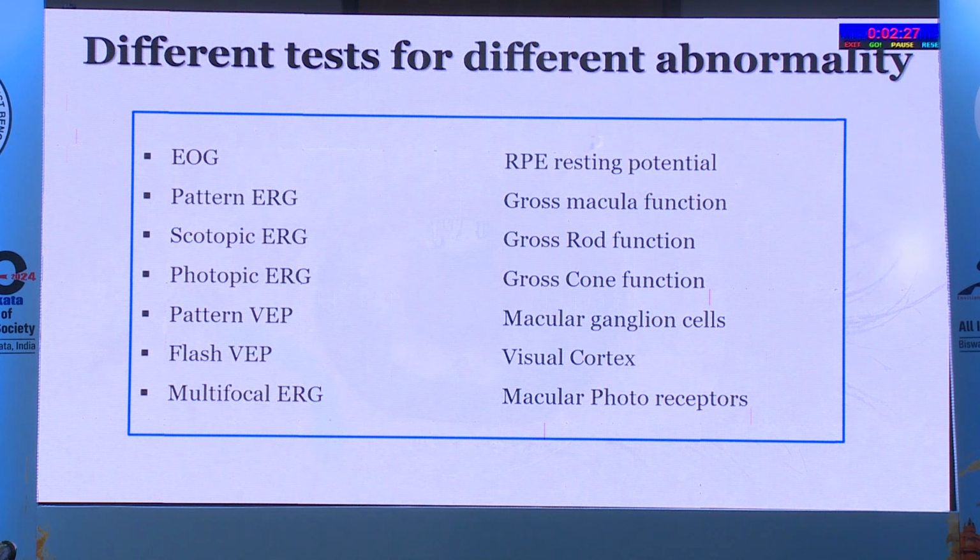In electrooculogram, we get to know about the RPE resting potential. In pattern ERG, it gives us the idea of gross macular function. In scotopic ERG, that is a dark adapted condition, it gives us the information of gross rod function. In photopic ERG, it gives gross cone function. In pattern VEP, the macular ganglion cells. Flash VEP tells us about the visual cortex, and multifocal ERG about the macular photoreceptors.